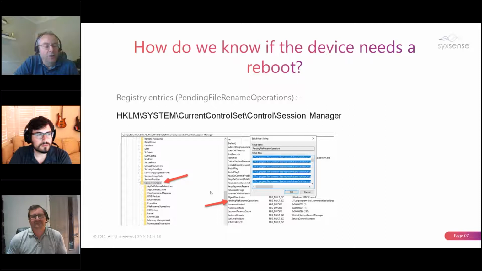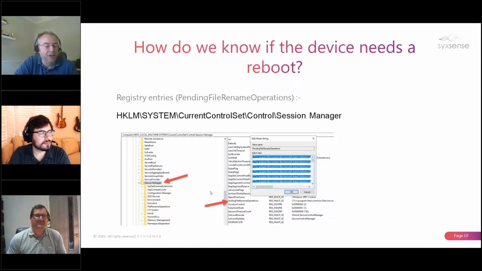Okay, so one way that the operating system knows whether it has some actions to carry out on reboot is by looking in the pending file rename operations area of the registry. That's a real mouthful. Be aware that on 64-bit devices, this entry can appear twice in the registry, once under the 32-bit area and once under the 64-bit area.